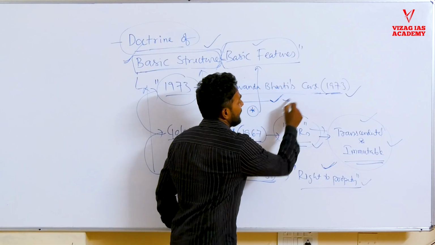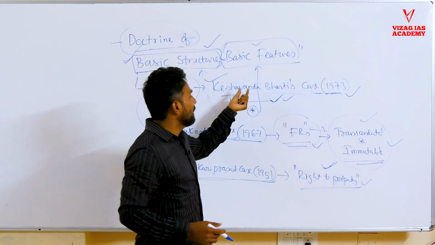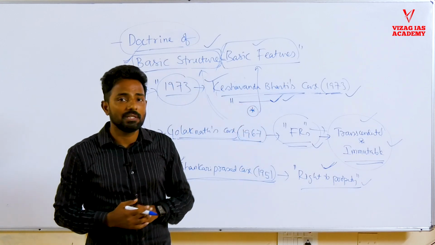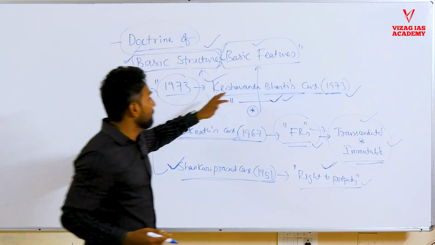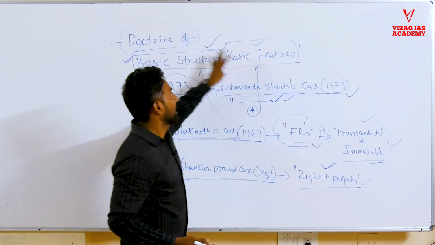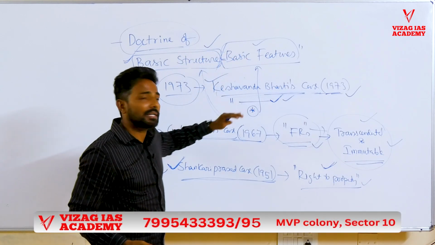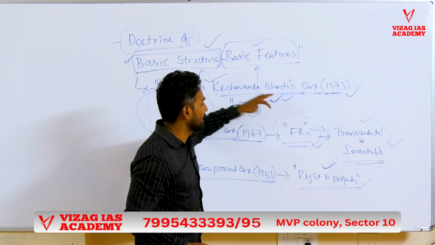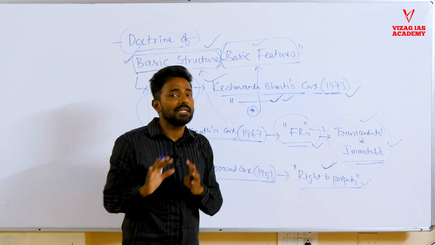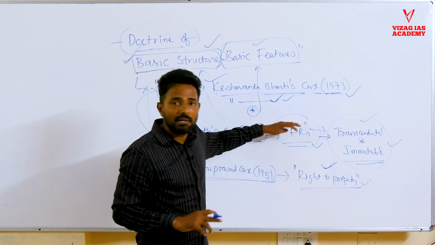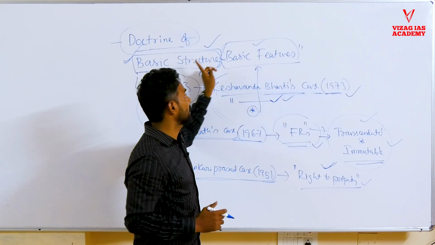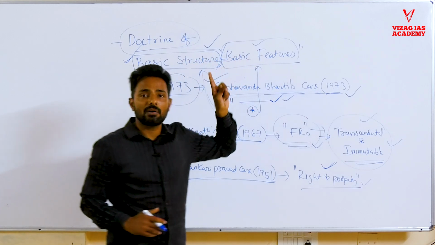Today, we are following the judgment of the Keshavananda Bharati case, which is famous because they came up with the beautiful doctrine called basic structure or basic features. This doctrine says that the Parliament can amend anything in the Constitution, even the fundamental rights, but without disturbing the basic structure or violating the basic features of the Constitution.